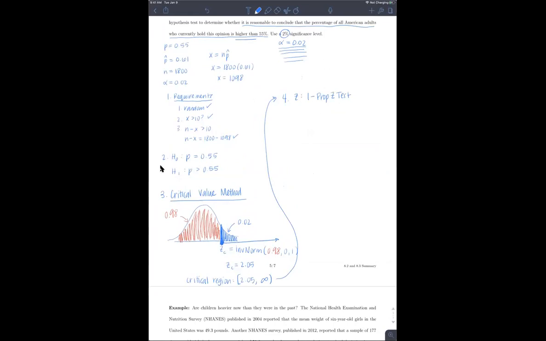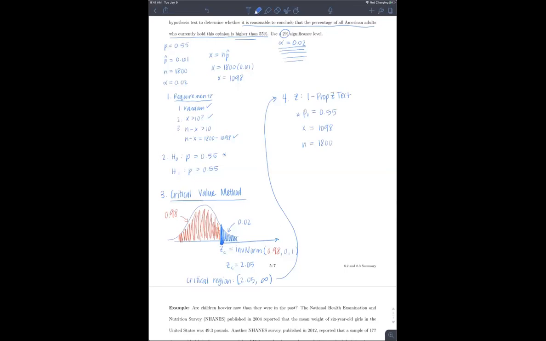And so in your calculator, it's going to ask for P naught. And so what's P naught in this case? 0.55. Yeah, it's that 0.55 that we used in the null hypothesis, right? It's the same one. And then it asked for X next, and we already found that on Friday, so 1098. And then it asked for N, which is 1800.